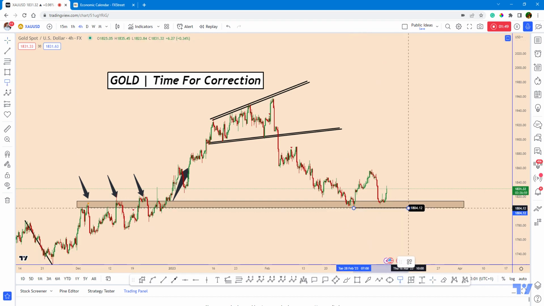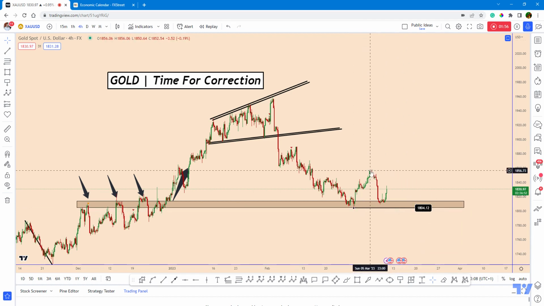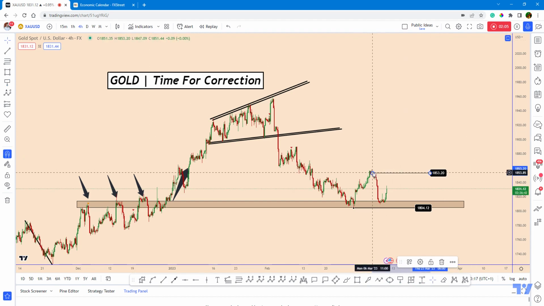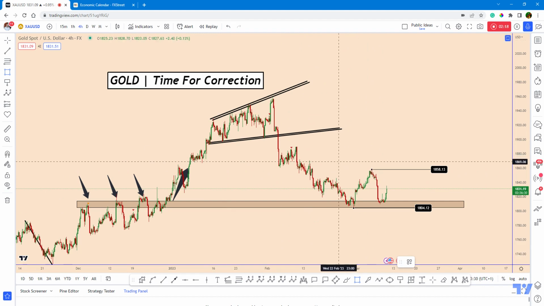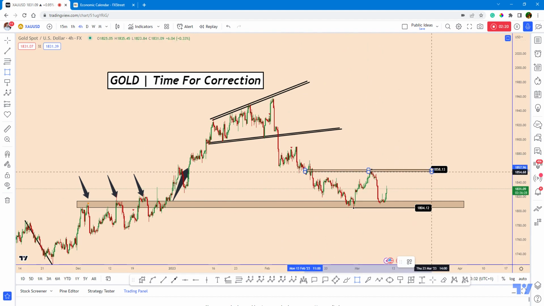We may see the lowest low that was created at 1804, and we have also another structure close to this area. So this zone here, at 1858. So this is the area that I'm looking at for the moment. This is the first zone where the price may face the strongest resistance.